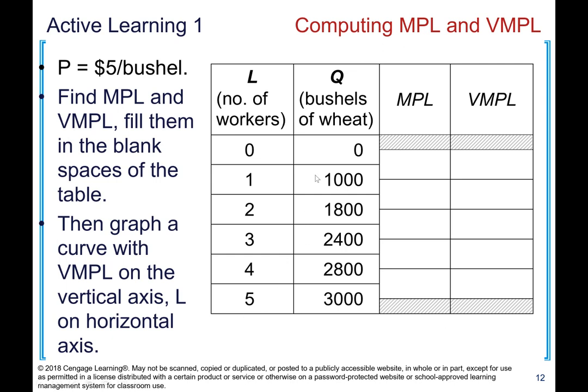Computing marginal product of labor and the value of the marginal product. Assuming the price is $5 per bushel, find MPL and VMPL, fill them in the blank spaces of the table, then graph a curve with VMPL on the vertical axis and L on the horizontal axis.